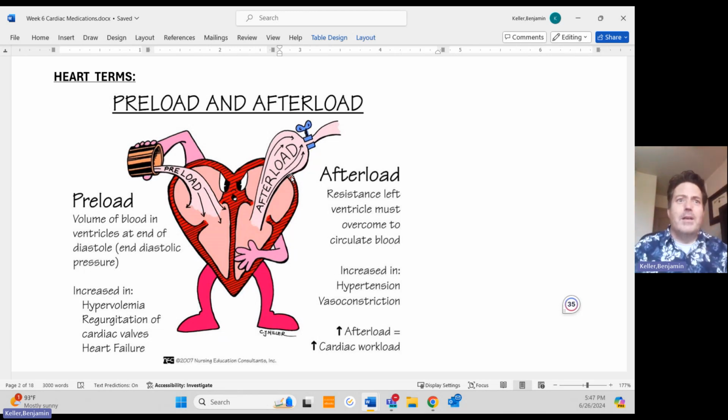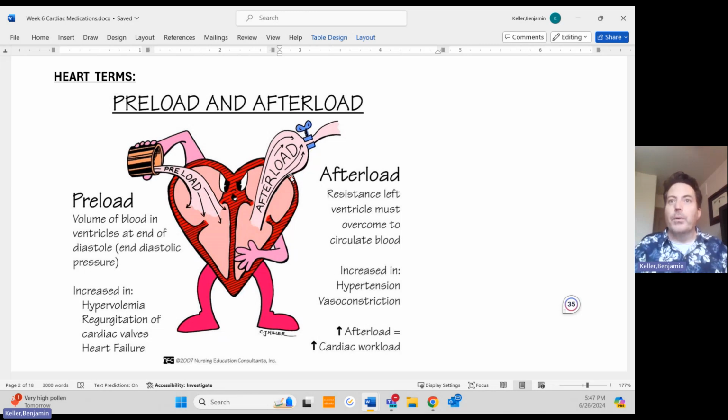It's pretty cool. So when we have increased preload, we see that with things like hypervolemia, which means too much volume of blood, or high blood pressure, or regurgitation of the cardiac valve. I have aortic valve insufficiency because I have a bad aortic valve. It leaks a little. So I end up with more blood in my left ventricle because I have some coming in from the left atrium, and then I have some that's leaking back through my aortic valve. So I have an increased preload in my left ventricle.